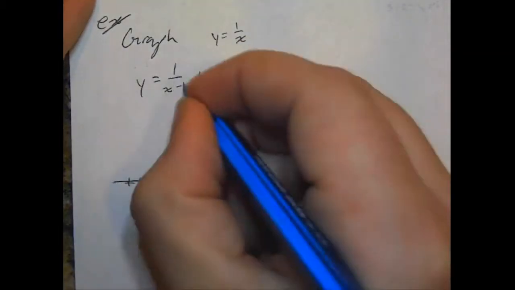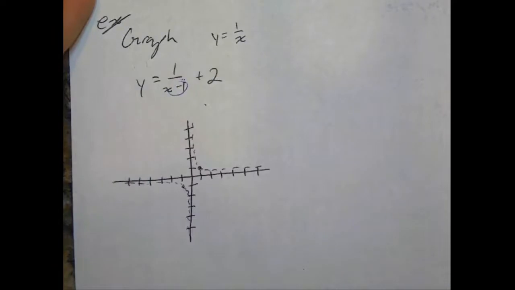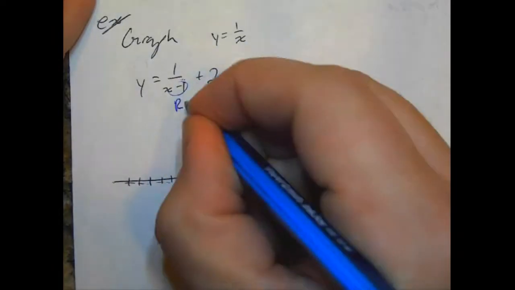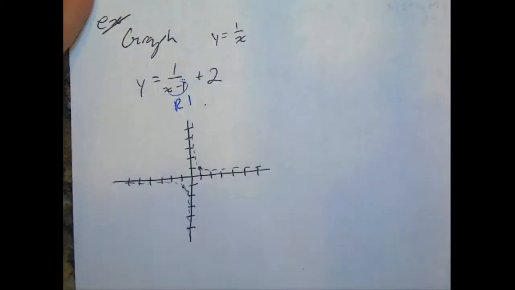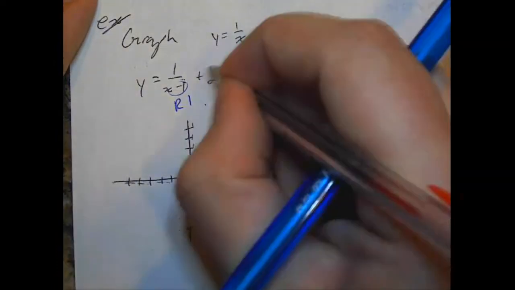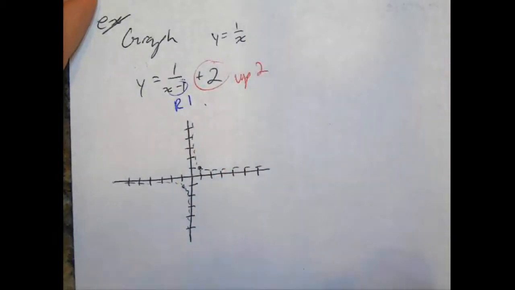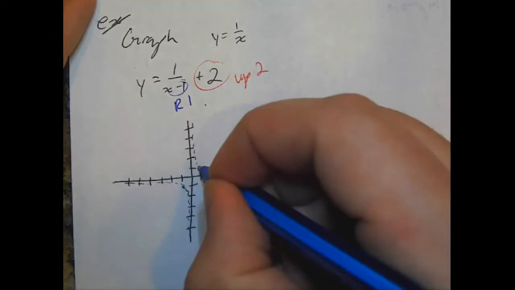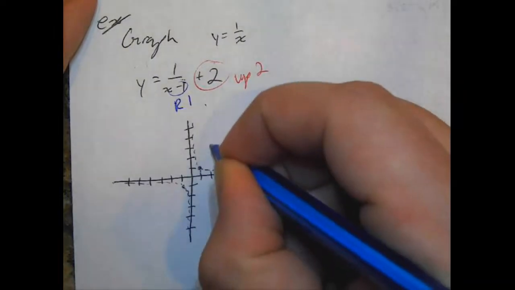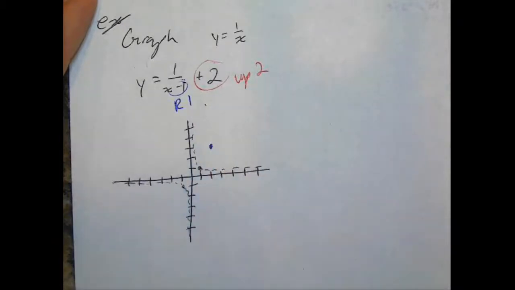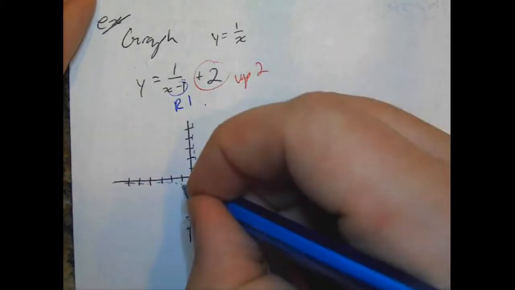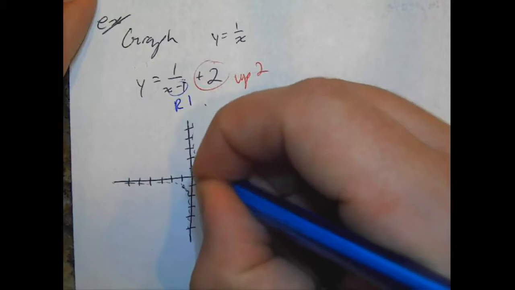All right, so notice how this -1 is with your x's? That will move everything, remember, do the opposite when you're with the x's, to the right one. This +2, since it is not with the x, will change it in the y direction and move everything up 2. So if I take this point, move it right 1, up 2, it is there. Also this point, right 1, up 2, is there.